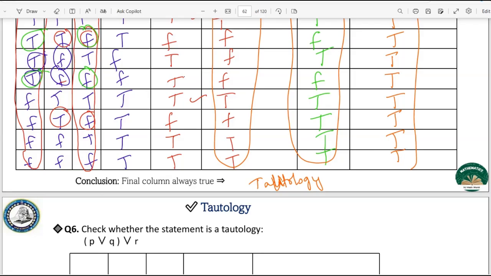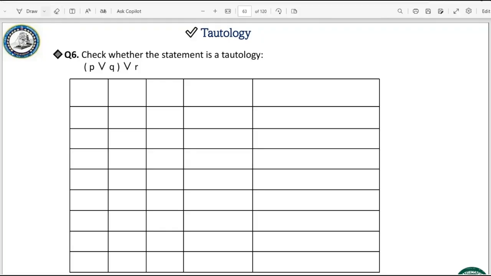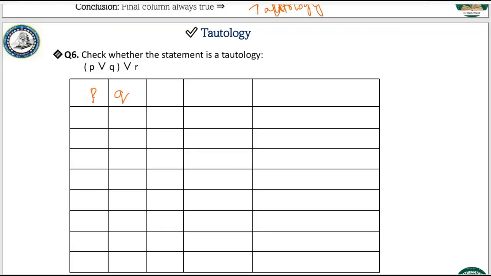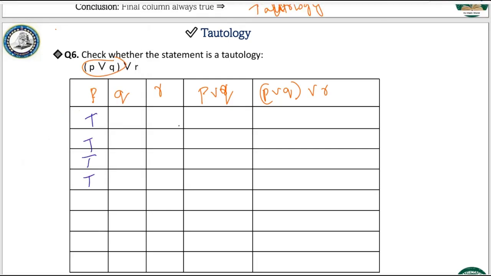Check whether the statement is a tautology. Again, here we have P, Q, R, then P or R, P or Q in the first bracket, then all together P or Q or R. Now we know that if there are three components, we have T T T, T T F, T F T, T F F, F T T, F T F, F F T, F F F.